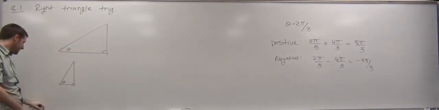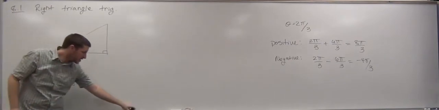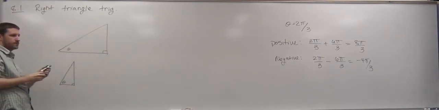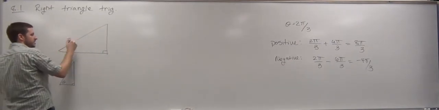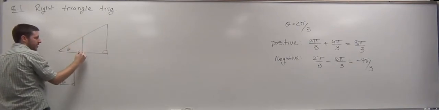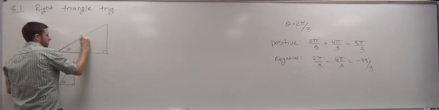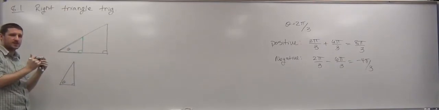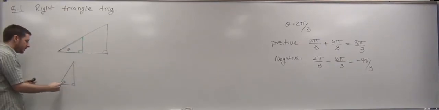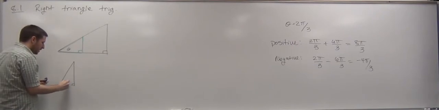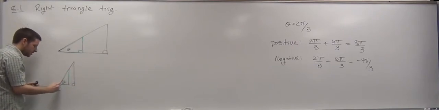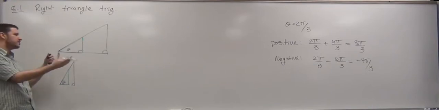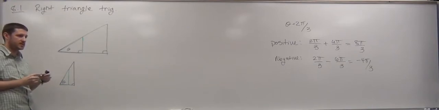But the size is not dependent on this angle. What I mean is, I can cut this right triangle off right here. Right, here's another right triangle that has the exact same angle, but a different size. So the idea with trig functions is we're going to try to build some functions, some formulas that help us measure the shape of the triangle, but not necessarily the size.